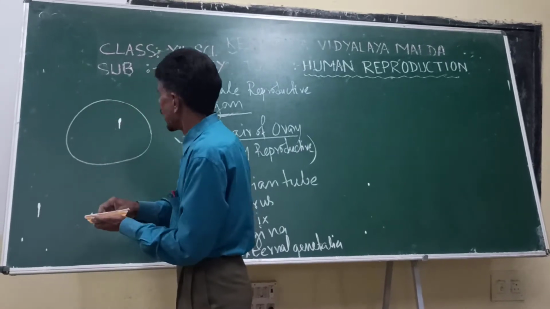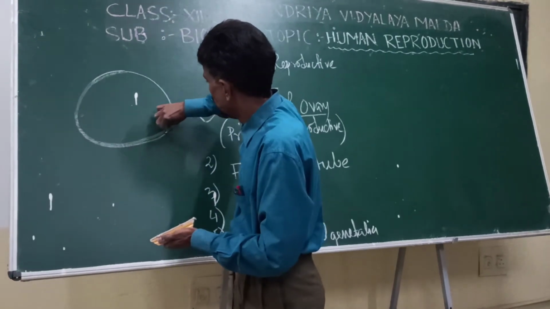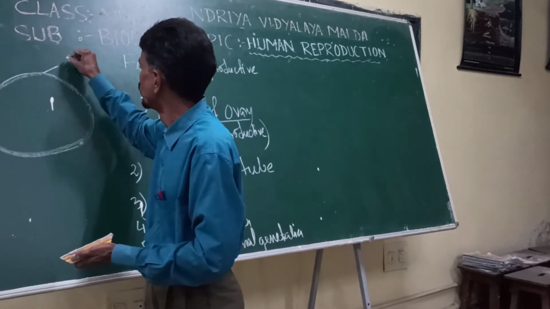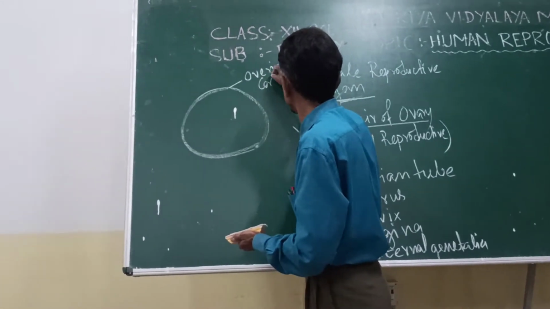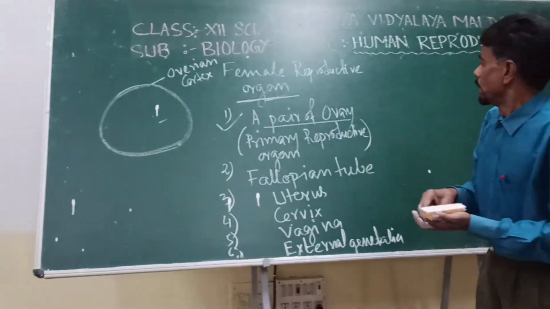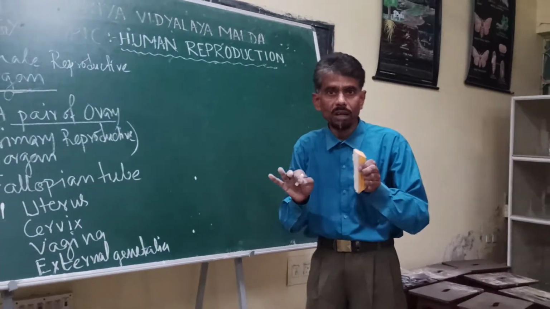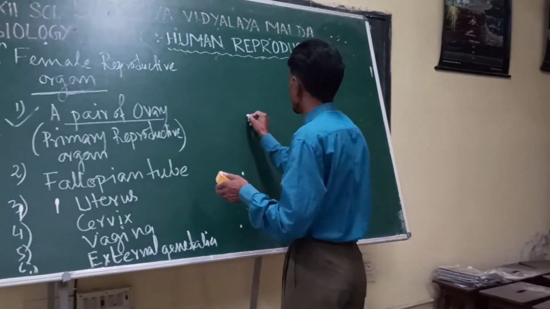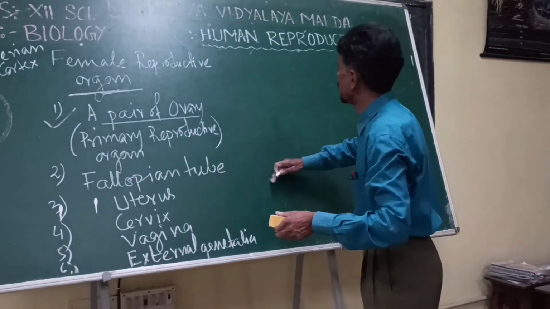Each ovary is having an outer region called ovarian cortex, and the inner ovarian medulla. Now, if I draw this structure step by step, the thing will be very, very clear to you. Say, for example, this is the ovary, or let me draw first.